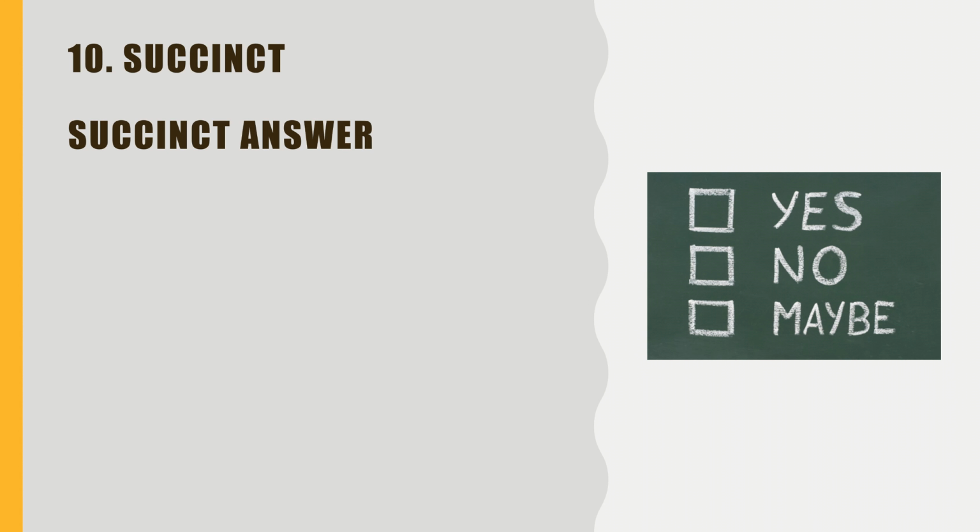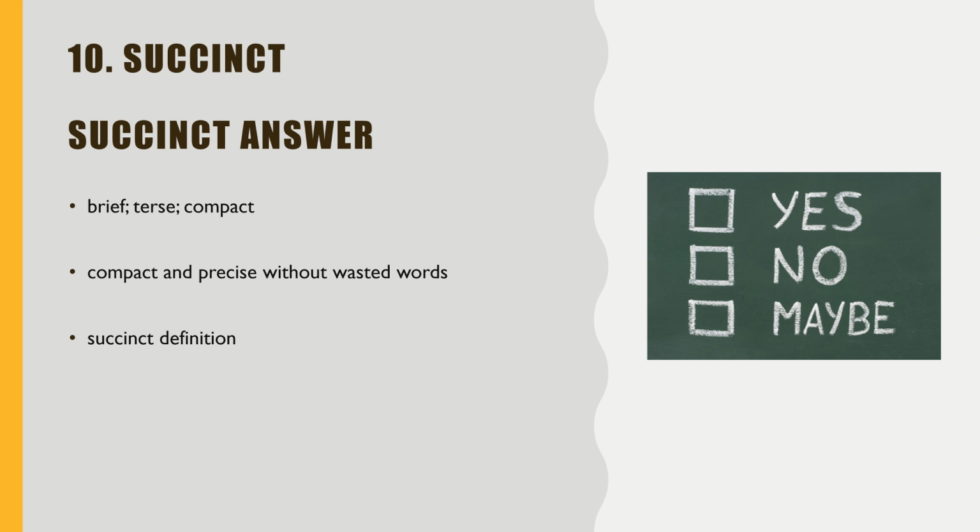Succinct. Succinct answer. Succinct answer is very brief, terse and compact, which means that it's very compact and precise without wasted words. So you're not giving a 100-word answer to a short, simple question. You just say yes, no, maybe, or you just give a very short explanation in minimal words. So dictionaries will give you succinct definitions of words, right? You might say that he gave a succinct presentation, a very short presentation, but very full of meaning.